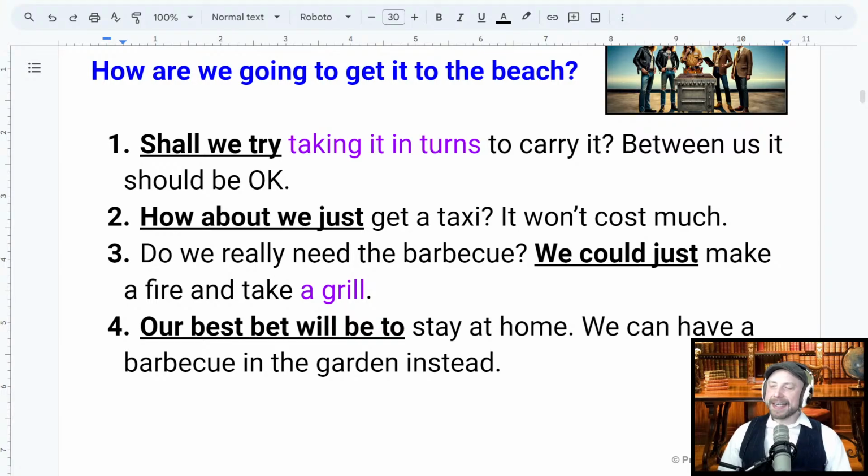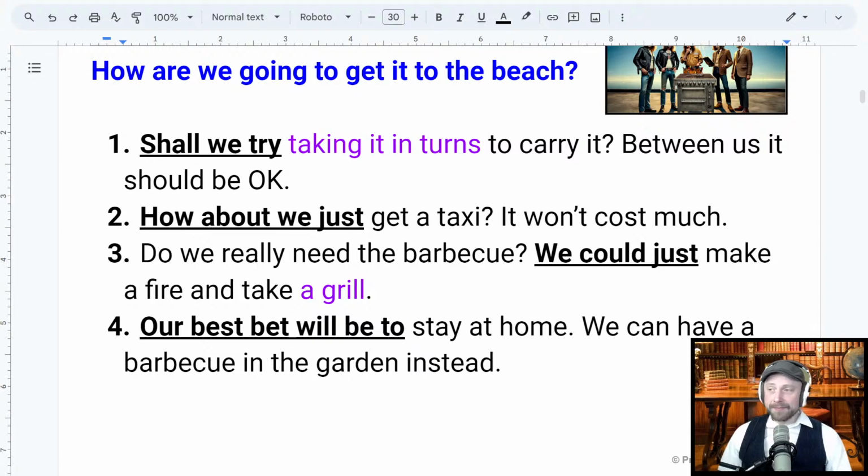So, taking it in turns to carry it. That means that each person carries it for a bit and then gives it to the next person. That's called taking it in turns, or take it in turns.